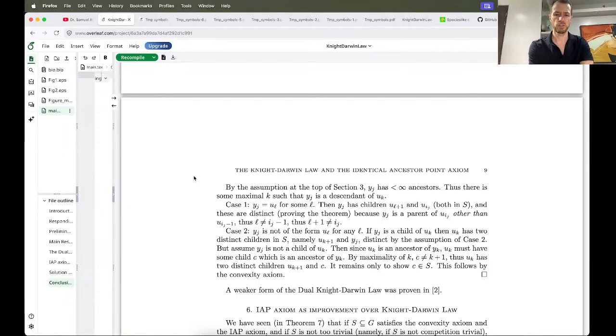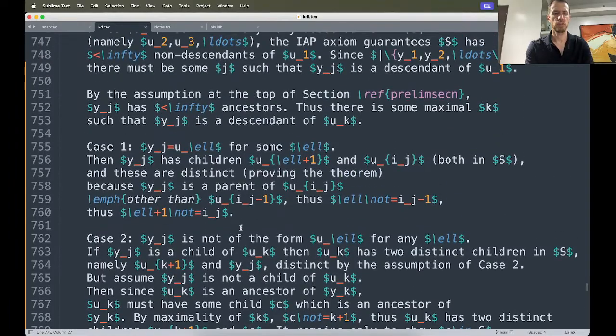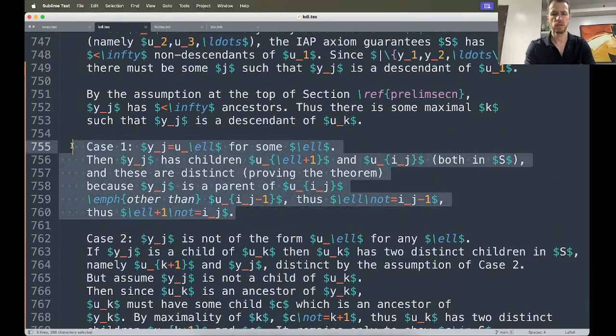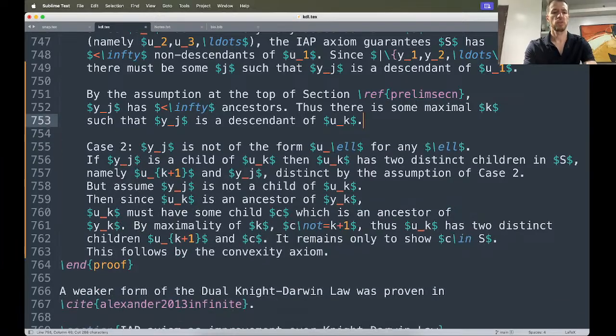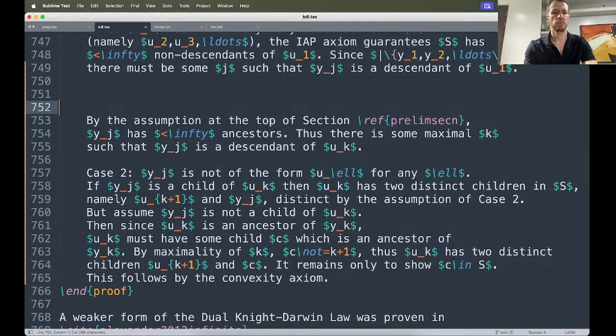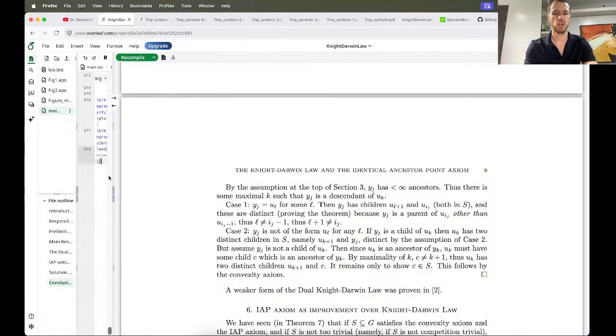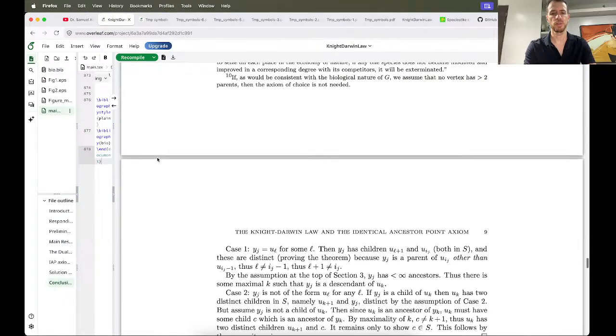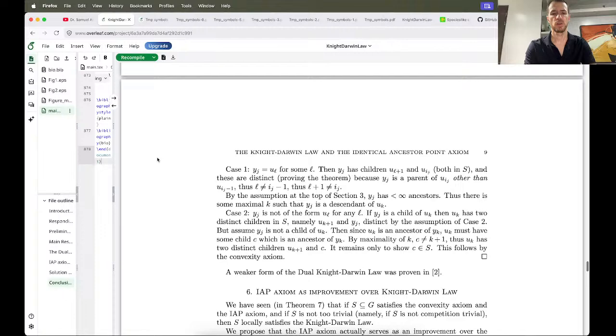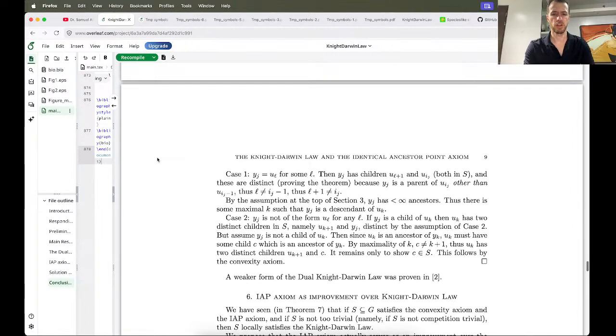Case 1, Yj equals Ul for some l. Then Yj has children Ul plus 1 and U_ij, both in S, and these are distinct. You know, we should move case 1 up slightly because case 1 does not need k. So, in some sense, the proof is simplified by moving case 1 up above the definition of k. Case 1, Yj equals Ul for some l.